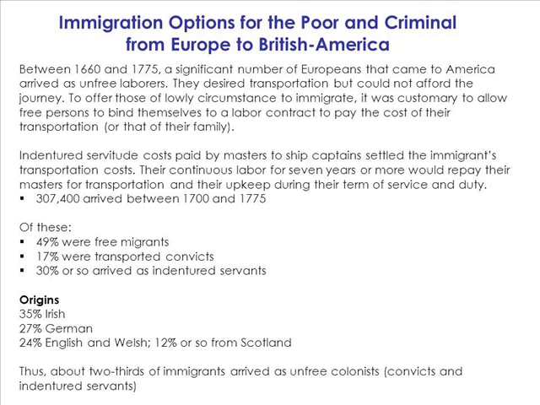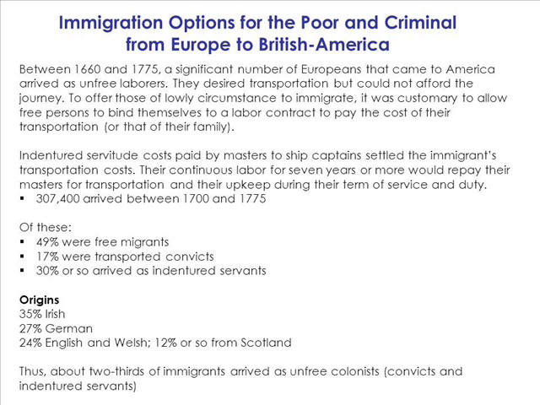35% were Irish, 27% German, and 24% English and Welsh. There was about 12% or so that came from Scotland. Thus, as mentioned previously, about 2/3 of immigrants arrived from Europe as unfree colonists.